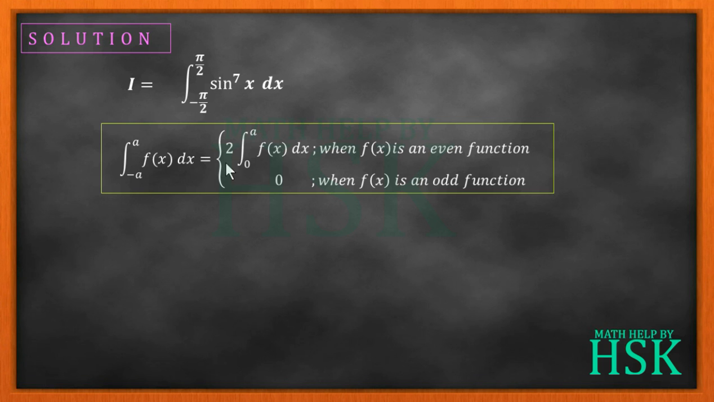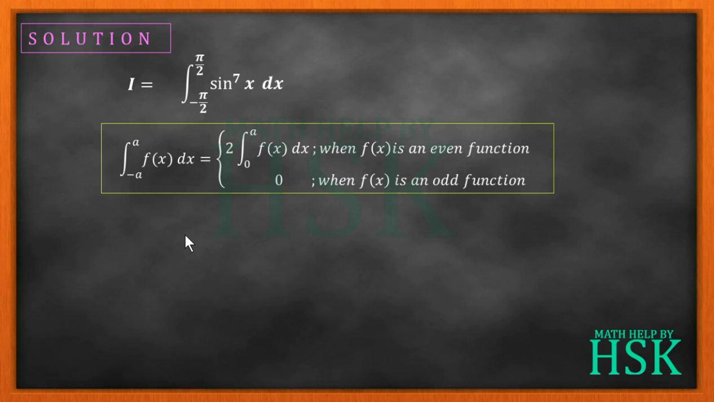Then in this case, the value of this definite integral would be equal to twice the integral of fx dx from 0 to a when fx is an even function, and this would be equal to 0 when fx is an odd function. So if I know fx is an even function, I can write instead of this definite integral twice the integral of fx dx from 0 to a, and 0 if I get to know that fx is an odd function.